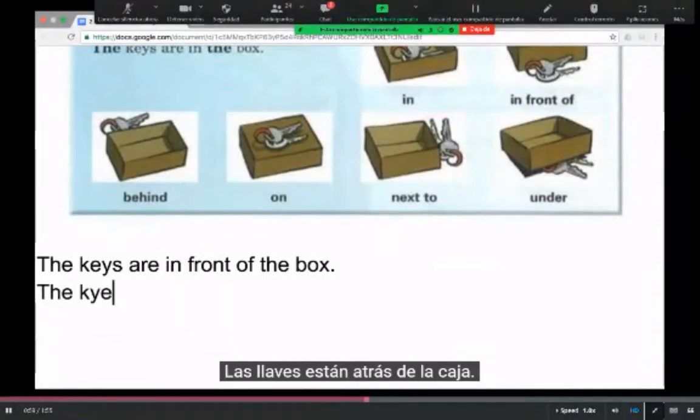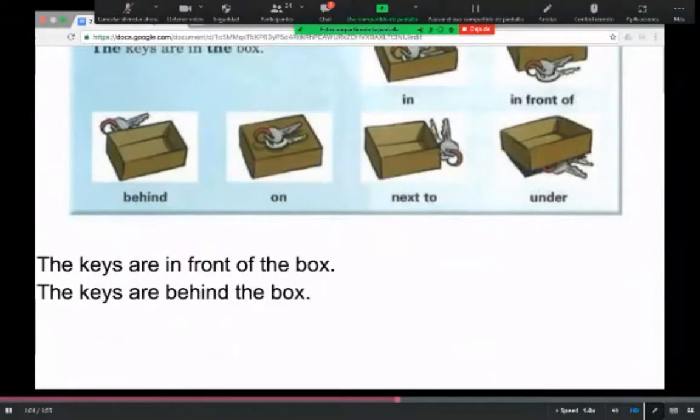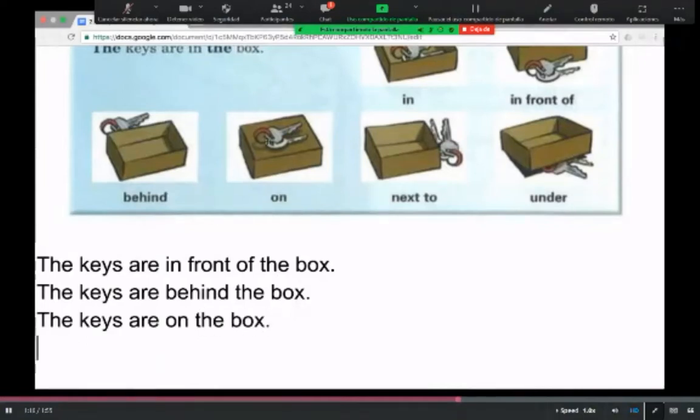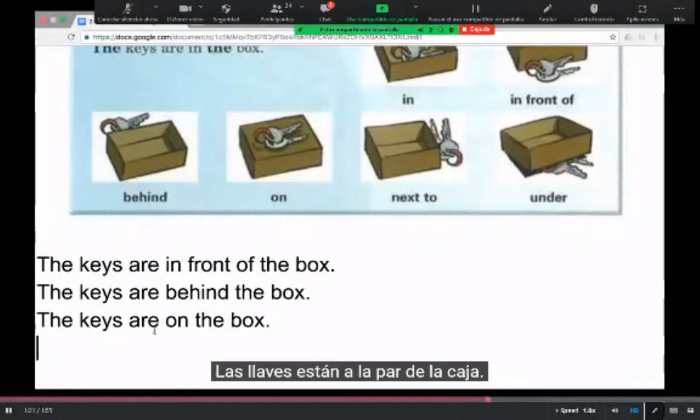The keys are behind the box. Where are the keys? The keys are on the box. The keys are on the box. Where are the keys? The keys are next to the box. The keys are next to the box.